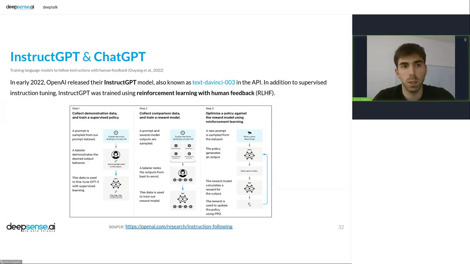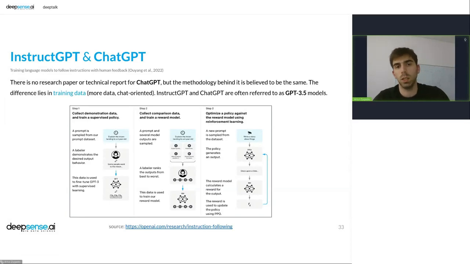You might be wondering why I also put ChatGPT in the header of the slide. That's because ChatGPT is believed to be trained the same way. The same methodology is believed to be behind ChatGPT. Why is it believed to be? Because there is no research paper, there is no technical report, and the assumption is that the difference lies mostly in the training data. So ChatGPT was trained on more data and more chat-oriented prompts, more chat-oriented instructions. Both InstructGPT and ChatGPT, due to their similarity, are often referred to as GPT 3.5 models.